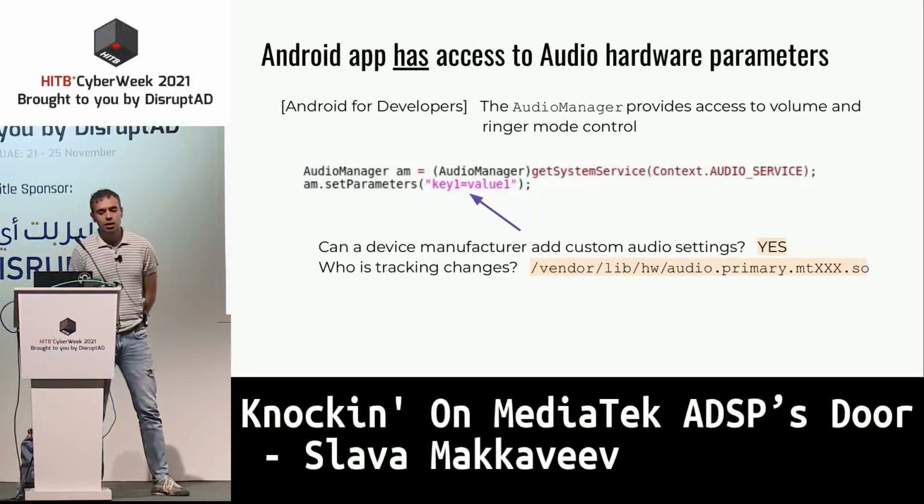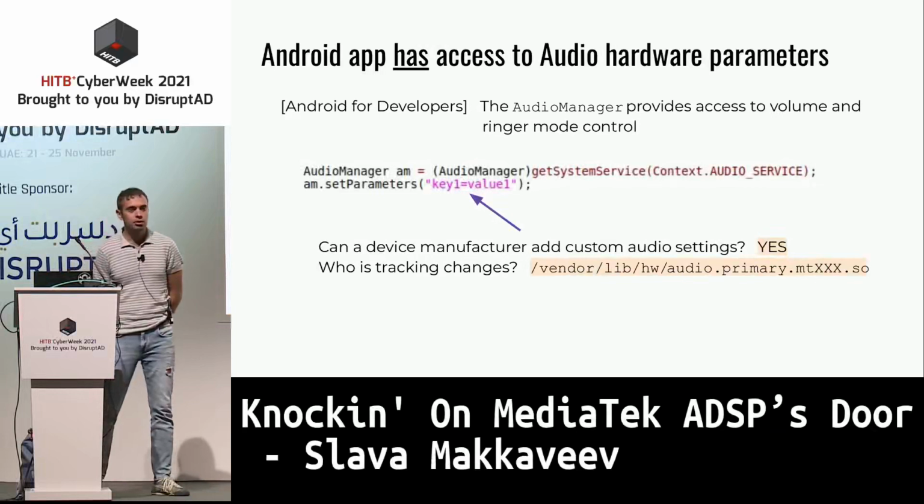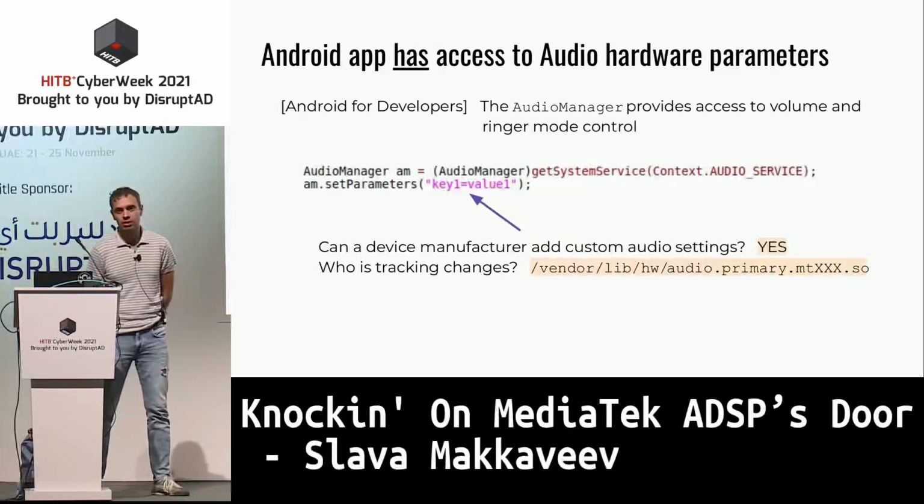Android documentation states that the AudioManager provides access to volume and ringer mode control, and an application can bind the audio service and then call the setParameters method of the AudioManager to configure the hardware. And a chip manufacturer can add its own audio settings parameters and keep track of their changes.